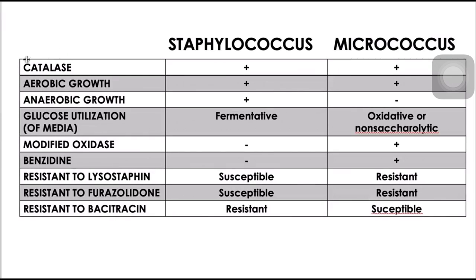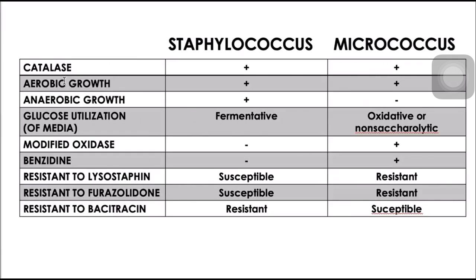As you can recall, the reagent for catalase is your 3% hydrogen peroxide, wherein the positive result is bubbling or effervescence. So Staphylococcus and Micrococcus are both positive for catalase. While the catalase test is negative for Streptococcus. One way to differentiate Staphylococcus and Micrococcus versus Streptococcus is through the catalase test, because Streptococcus is catalase negative.